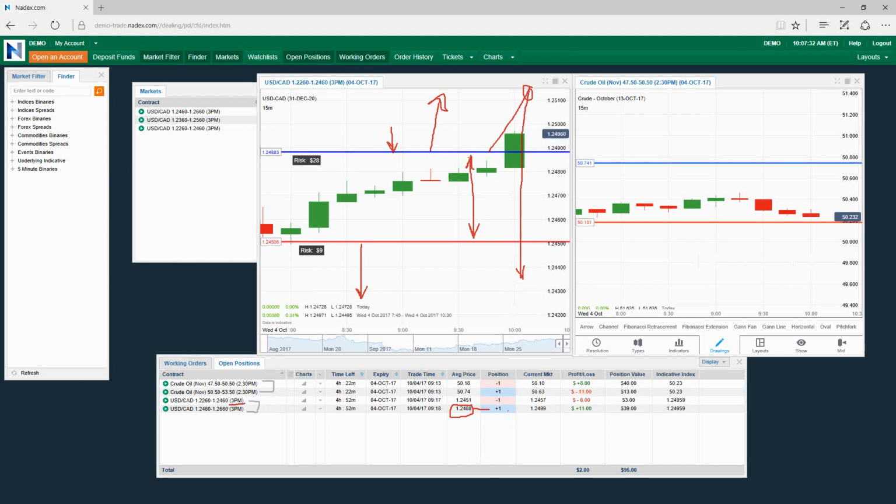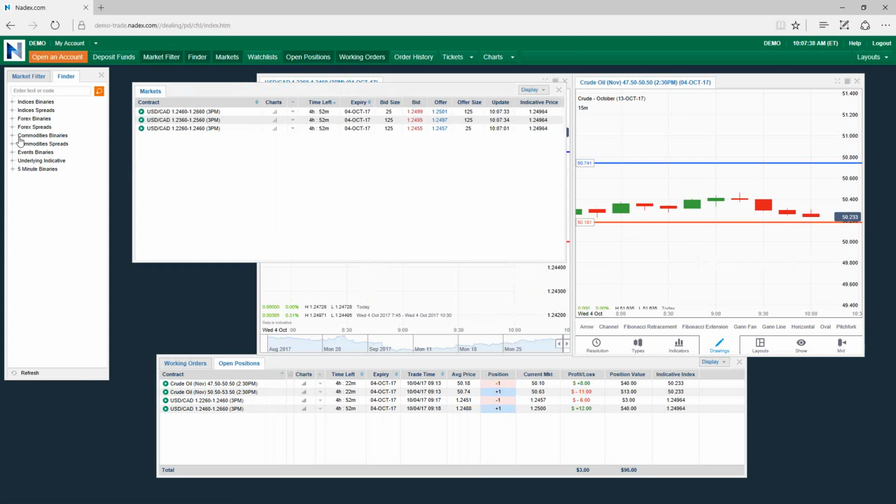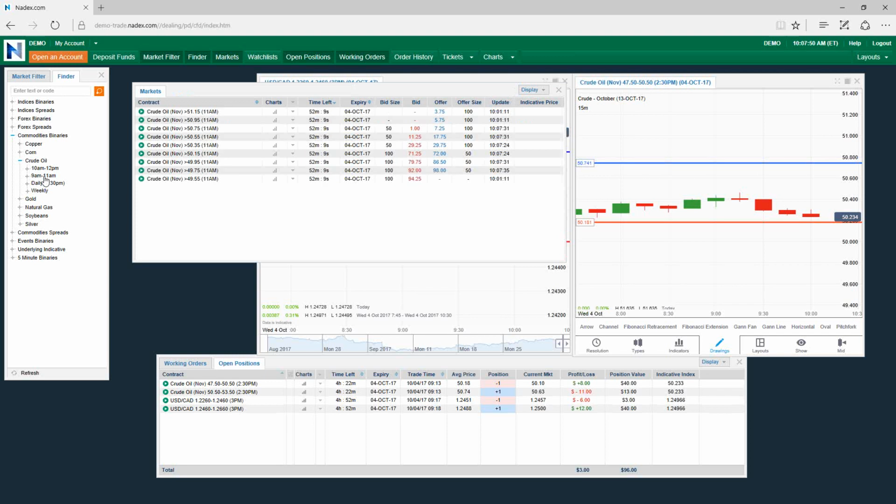Now, these are just two types of trades, okay? We could also go in and do binaries, okay, because these are spreads. Now, let's go and look at some of the binaries. And we could choose the 9 a.m. to 11 a.m. And I'm going to open this one up.